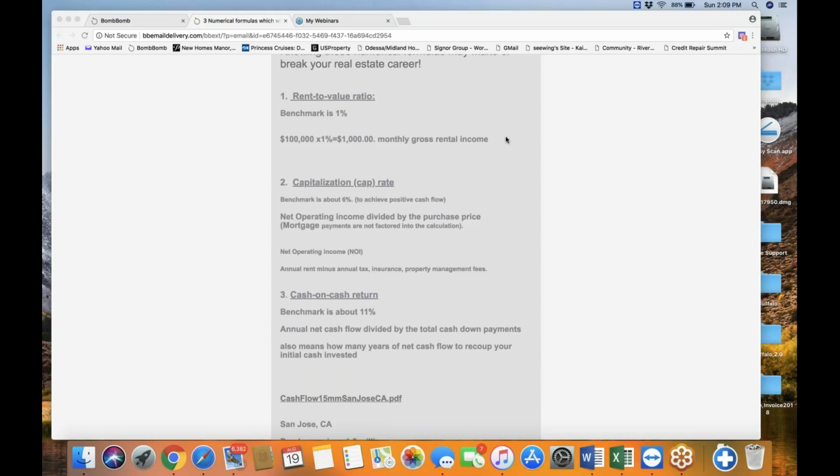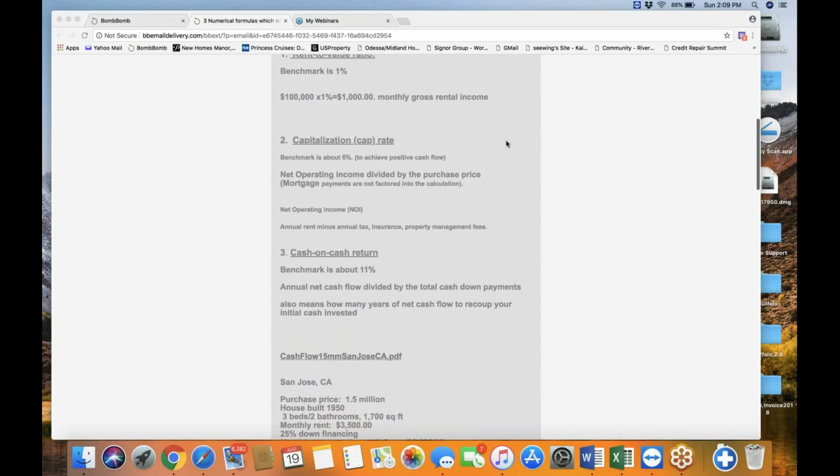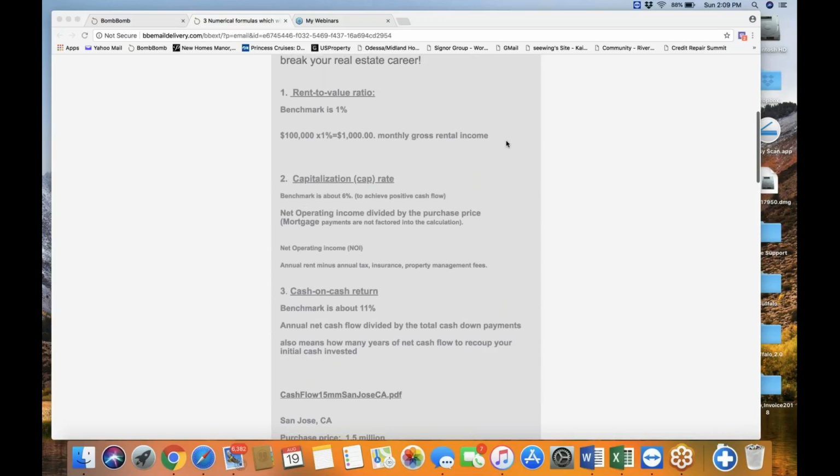Okay, so am I clear? It's really very simple. One quick thing: if you buy a single family home costing more than $200,000 anywhere in the country, this ratio is not going to work. So what does it mean?